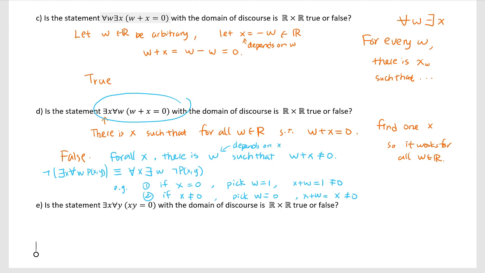Very similar to the previous example: for every w, there is x. So if you see the quantifiers are for all and then there exists x, then the x usually depends on the first variable.